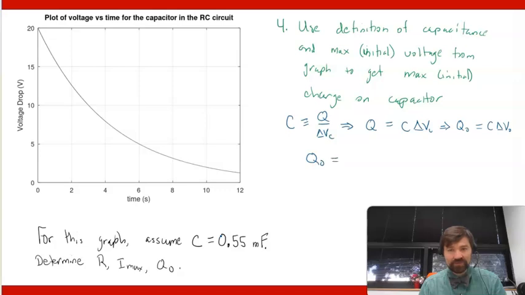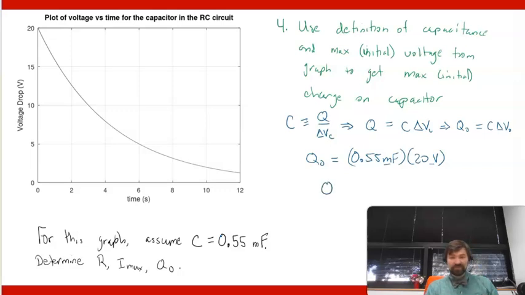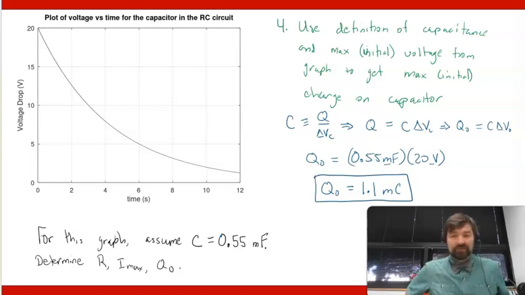So that means that Q naught we expect to be 0.55 millifarads times 20 volts. Now you could convert this millifarads over into farads and get an answer in coulombs, but since you have a milli here and no unit modifier here, your result will actually be in millicoulombs. So you multiply these two together, you get your 1.1 millicoulomb initial charge. So that's it for interpreting a discharging graph for the RC circuits.